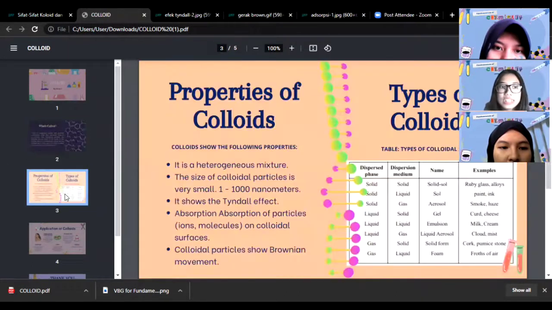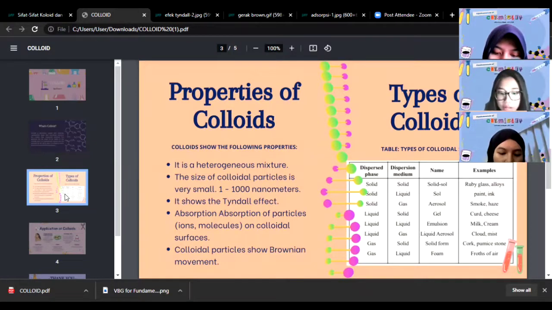And next is properties of colloids. So there are several properties of colloids. First, a colloid is a heterogeneous mixture. And the size of colloidal particles is very small, between 1 and 1000 nanometers. It shows the Tyndall effect. What is the Tyndall effect? The Tyndall effect is the scattering of light by colloidal particles. So, what do we mean by it?